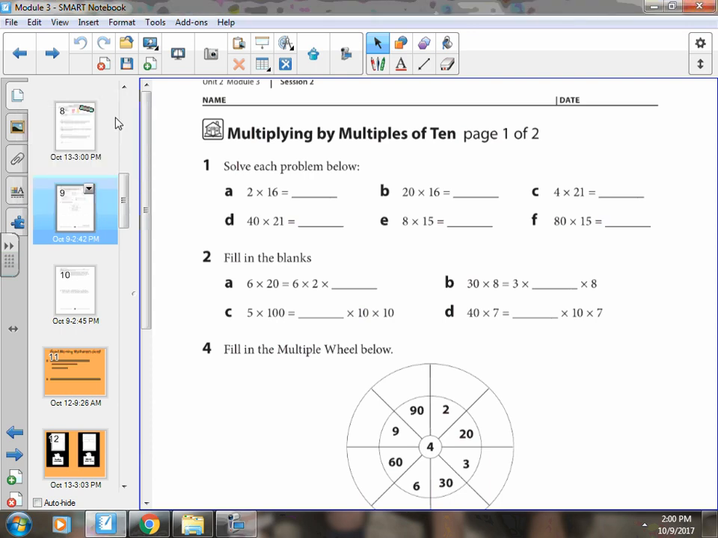Hi everyone, this is the video for home connections 35 and 36. Number 1, solve each problem below.